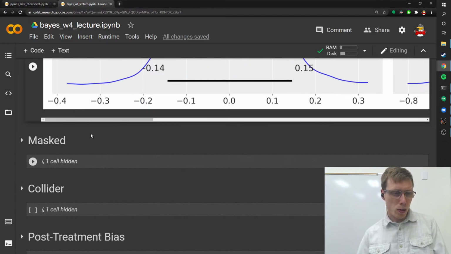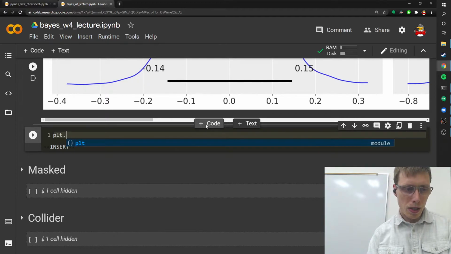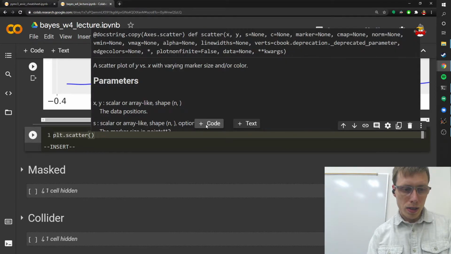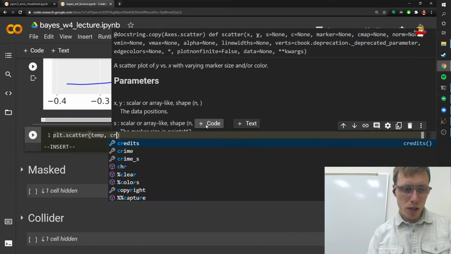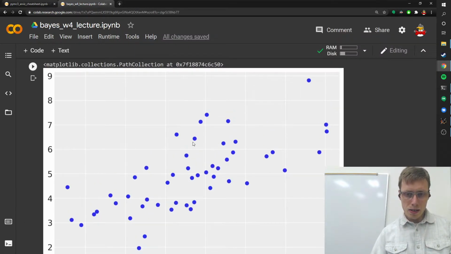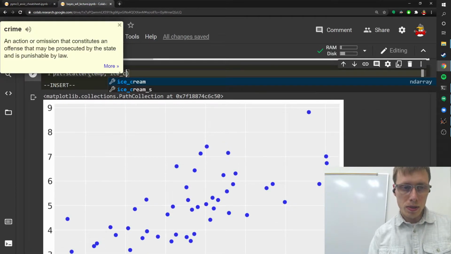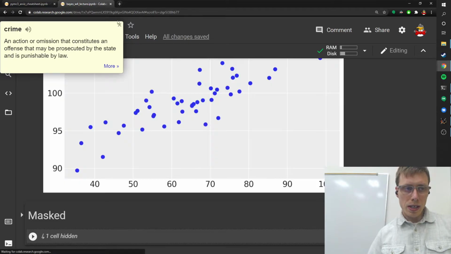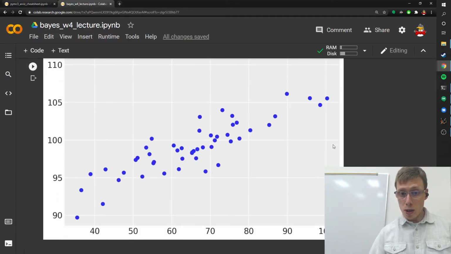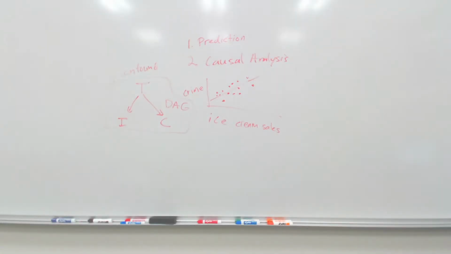Now, of course, I didn't plot it, but if you're interested in doing so, you can do the plot.scatter of temperature with crime, and we'll see that, yeah, it looks pretty positive. But then also temperature on ice cream, and you'll see that that is also quite positive, as I speculated on the board. So what's happening here?